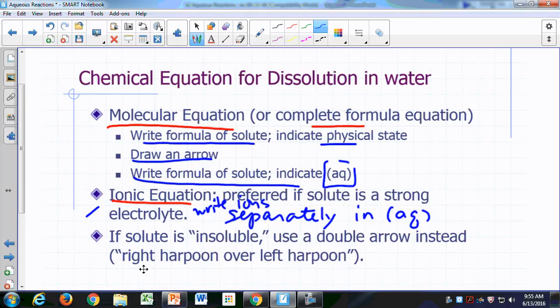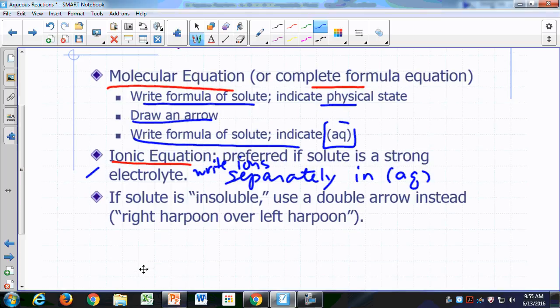Now, if the solute happens to be insoluble, it's customary to draw a double arrow instead. By double arrow, I mean a right harpoon over a left-pointing harpoon. That's just to emphasize the fact that although you do get some of your solid particles in solution, very little of it is actually dissolved. That's what we mean by insoluble. Insoluble doesn't really mean zero solubility. There's a little bit of your solid that goes into solution, and to emphasize that, you use a double arrow.